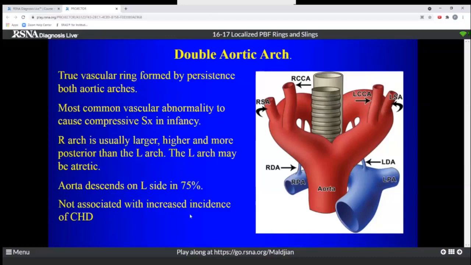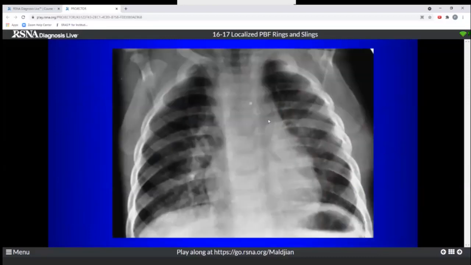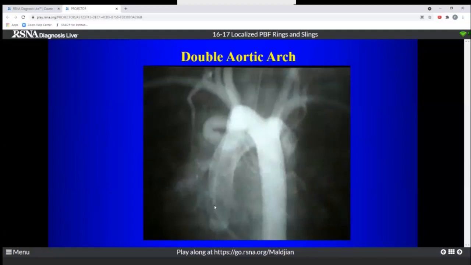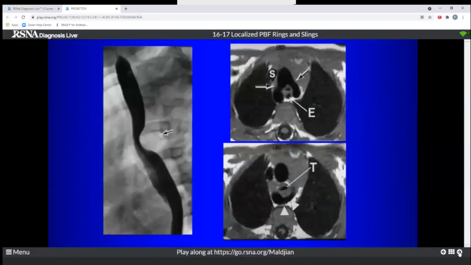Interestingly, this is usually an isolated anomaly. It is not associated with an increased incidence of congenital heart disease. So we can see narrowing of the trachea with opacities there on both sides of the trachea when we have double aortic arch. So here's an angiogram showing the ascending aorta, double arch here, descending aorta where they unite, and then the great vessels arise symmetrically from each of the arches.